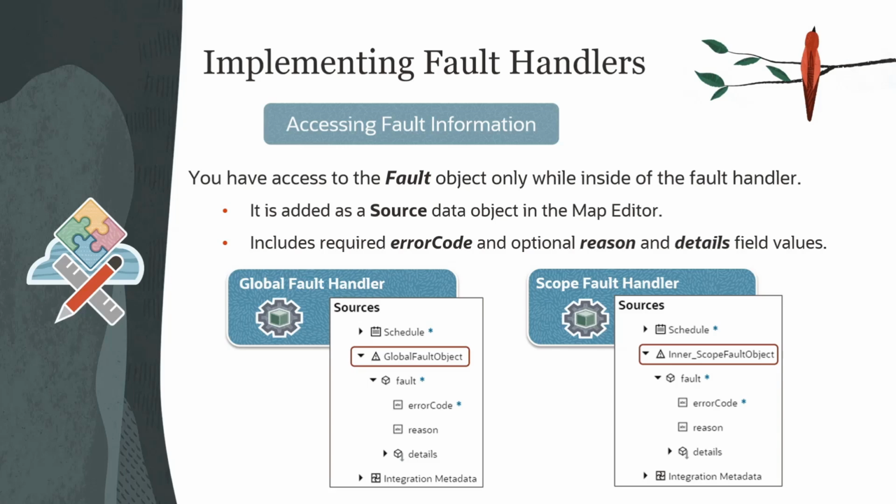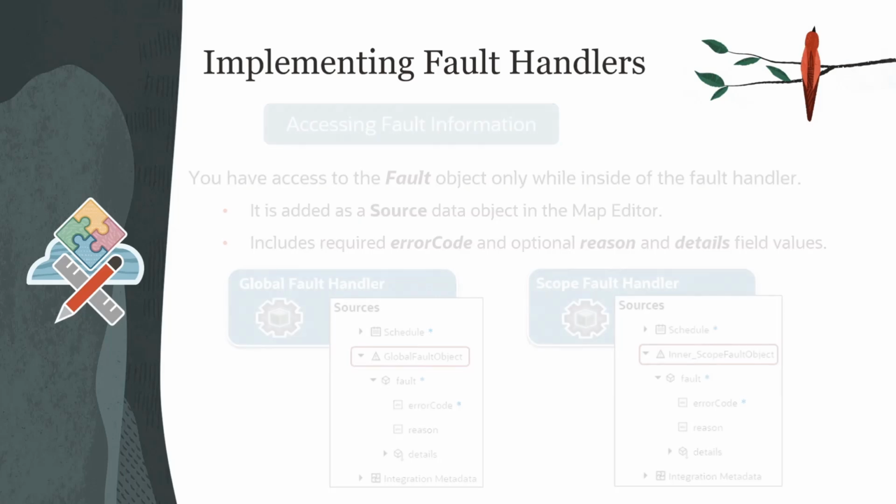Be aware, however, that once a fault is caught, this fault object will only be visible while you're inside the fault handler. If for whatever reason you want to access that data later on in the flow somewhere, you would need to copy the data to a global variable that has visibility throughout the integration instance.